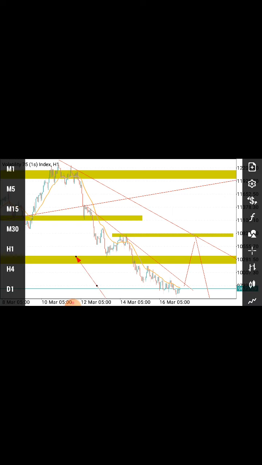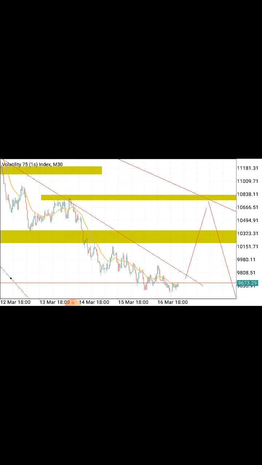Let's try to go into 30 minutes time frame. We'll try to see if what we are analyzing is making sense. So let's try to see some more of these order blocks, even in lower time frame.